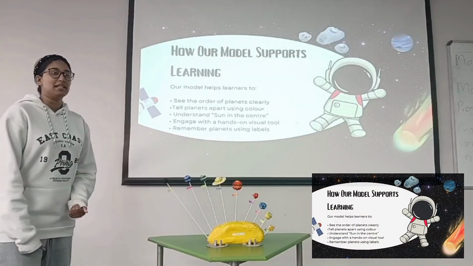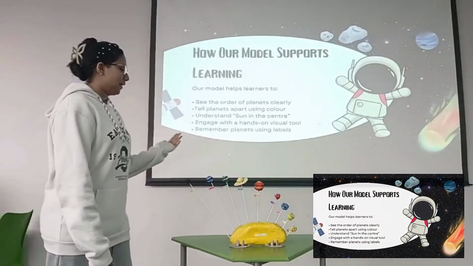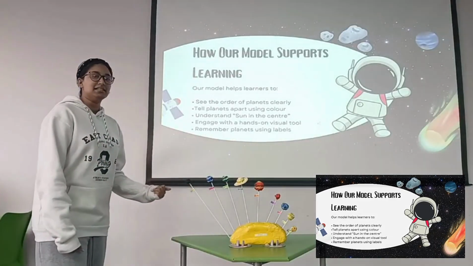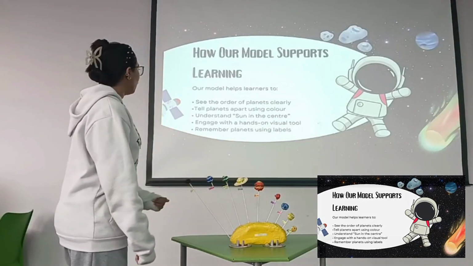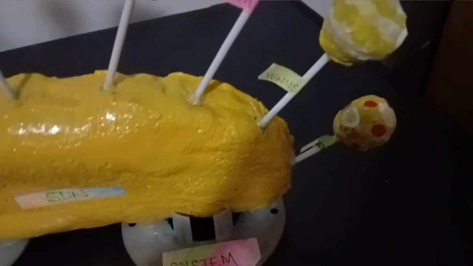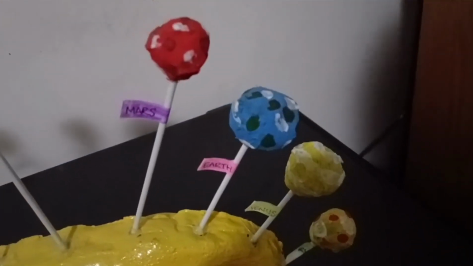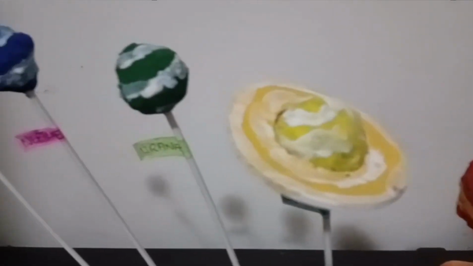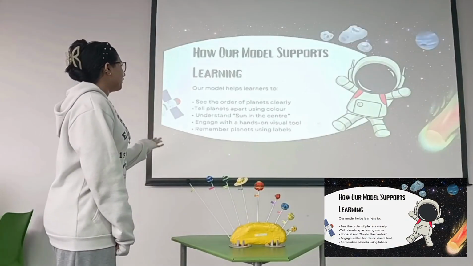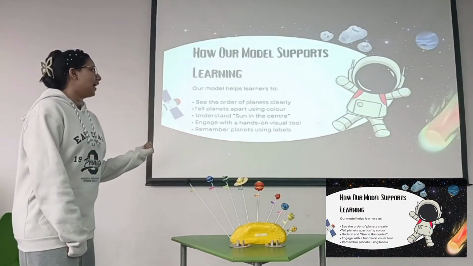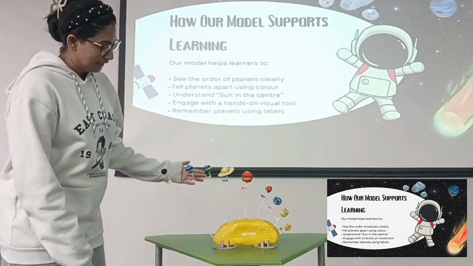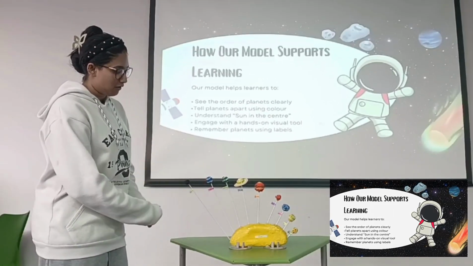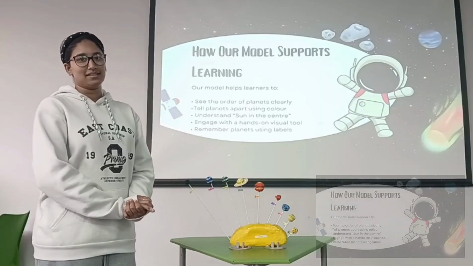Our model helps learners to see the order of the planets clearly. It tells our planets apart using colors as seen below. Understanding that the sun is in the center, we engage with hands-on visual tools as seen in the video. And remember that our planets are labeled as seen on the model, from our smaller planets moving up to our largest planet and our dwarf planet.